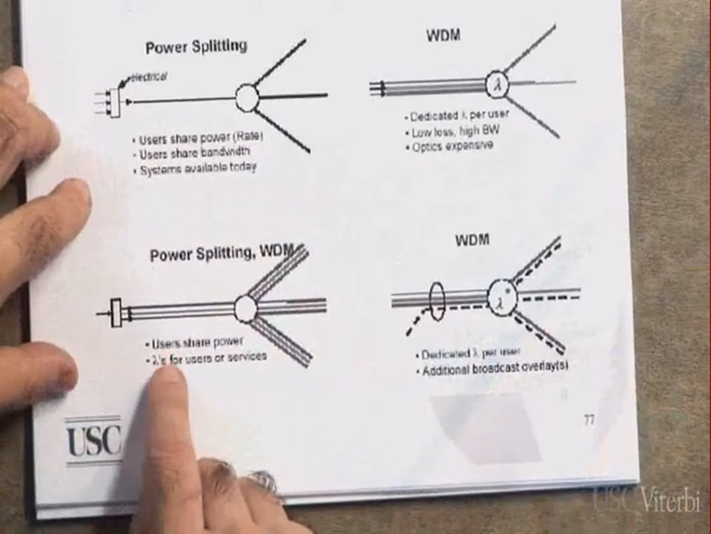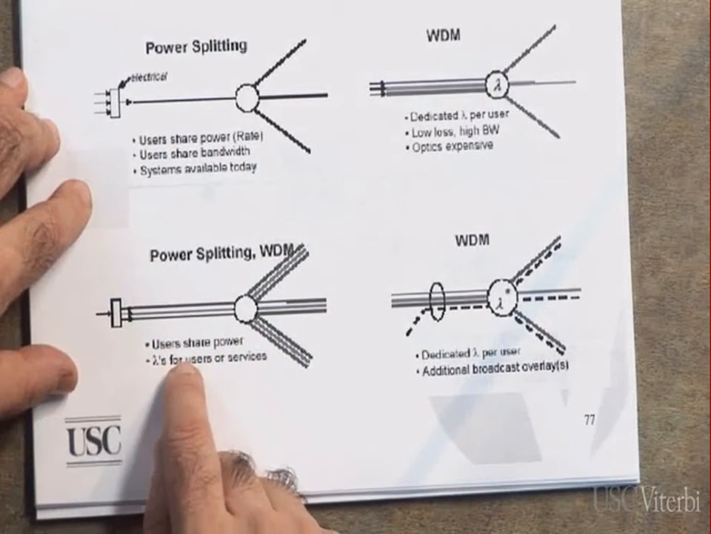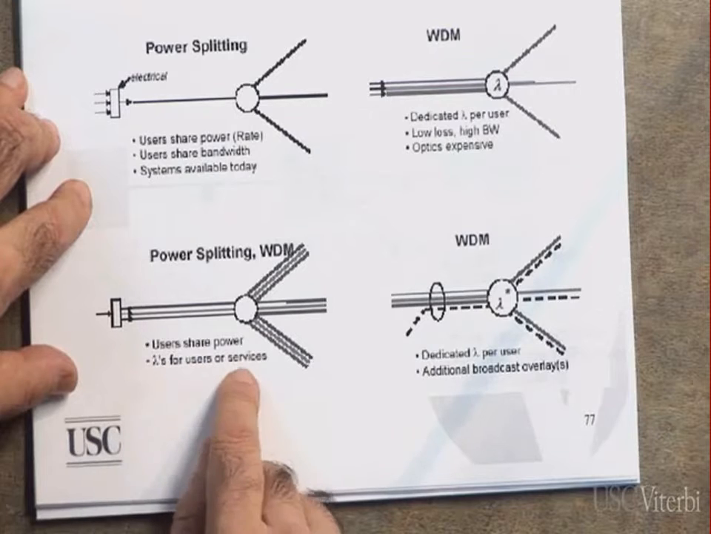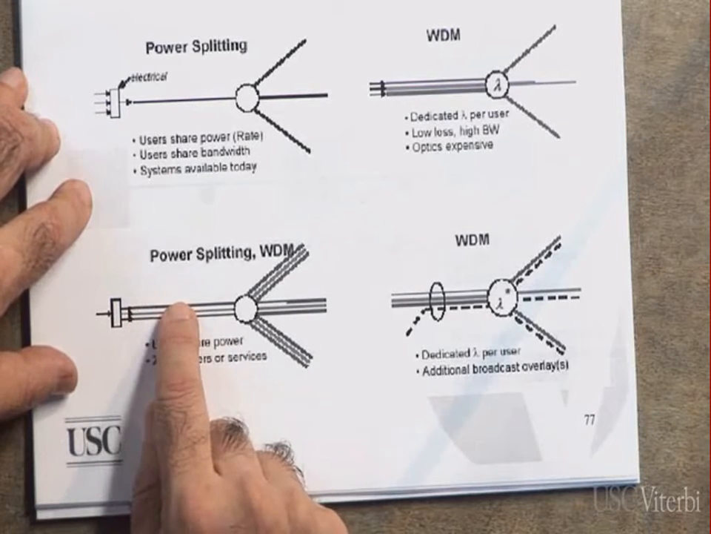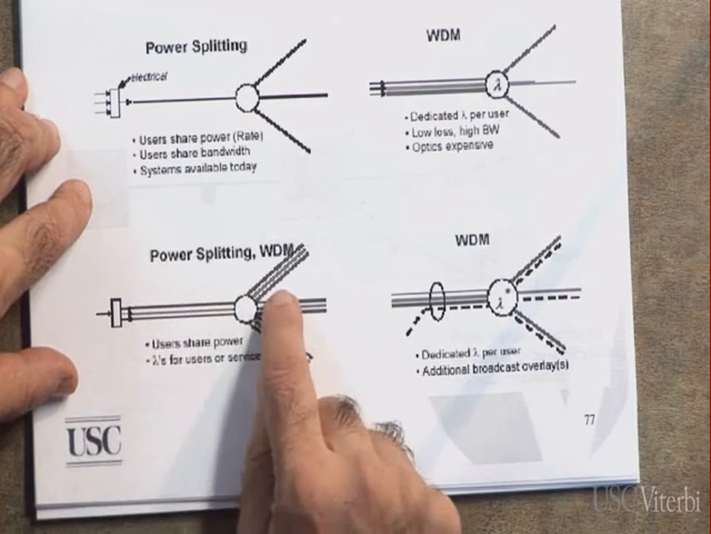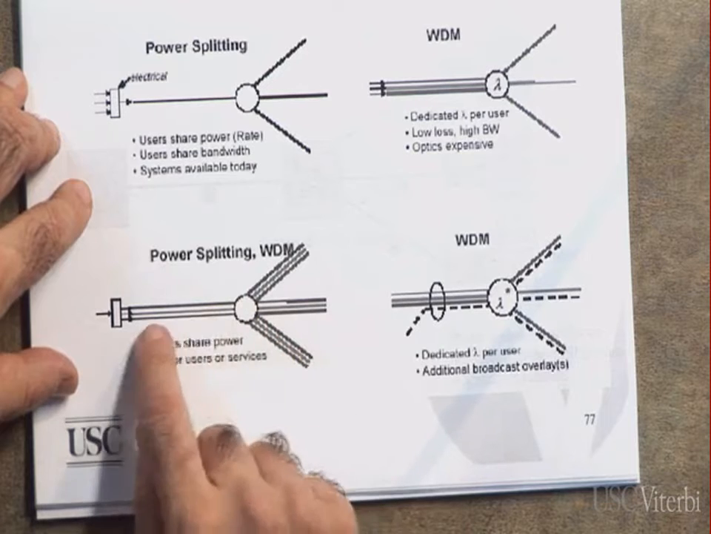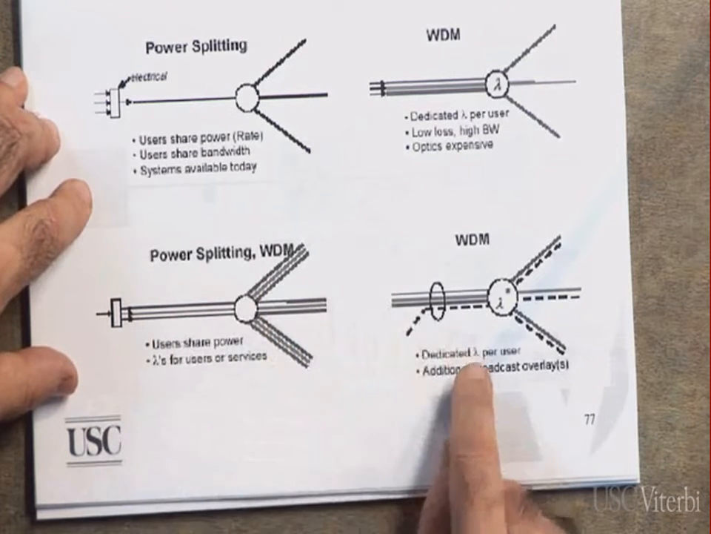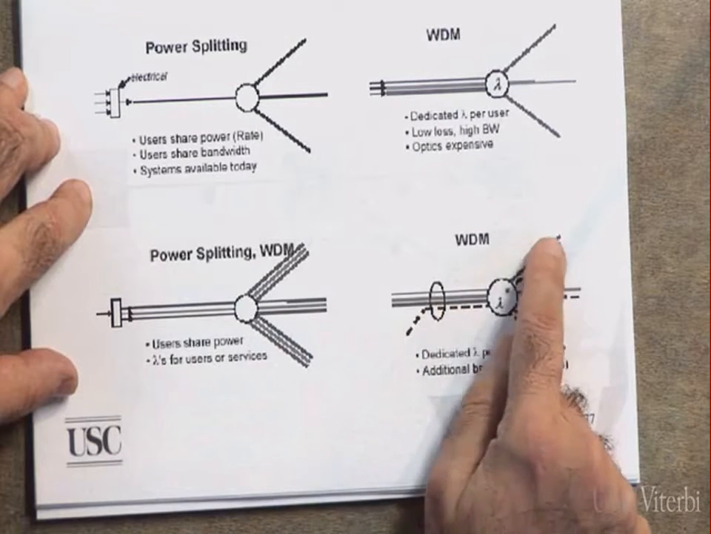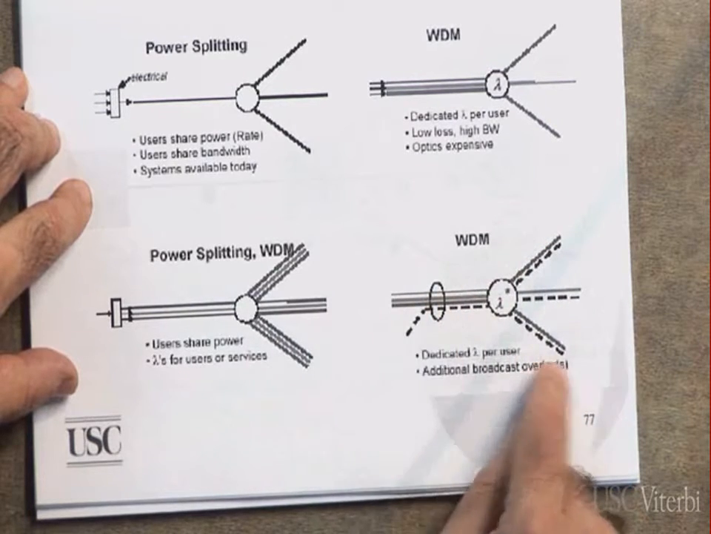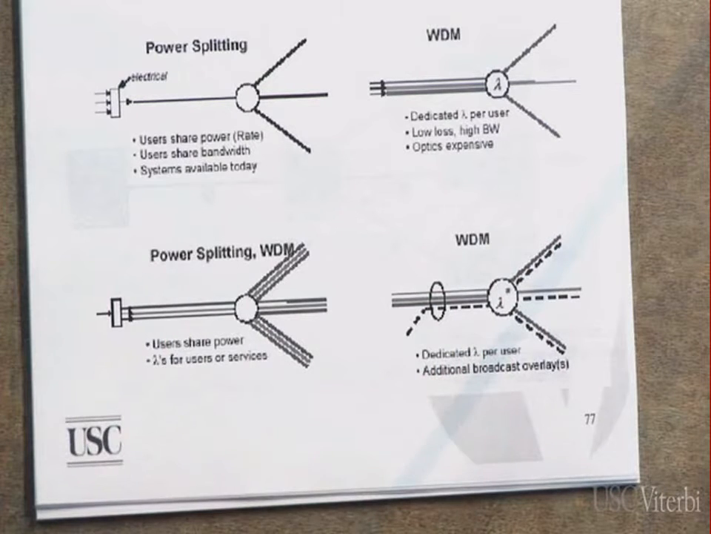Okay. Now, if the users in here share the power, and the wavelength is for the entire users or services, so we do have multiple wavelengths in here, but they are not dedicated. So we do the power splitting, but they are not dedicated. Whereas here it is dedicated per user. This one goes to here, this one goes to here, this one goes to here. Dedicated wavelength per user.